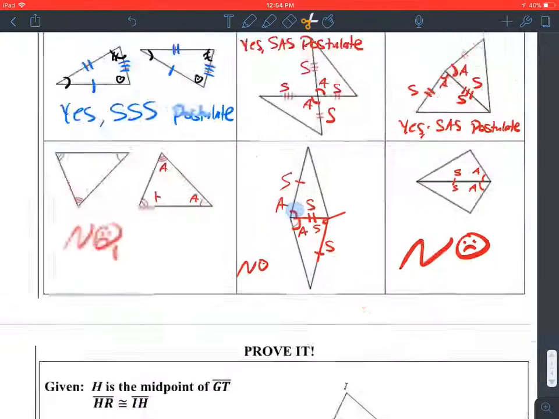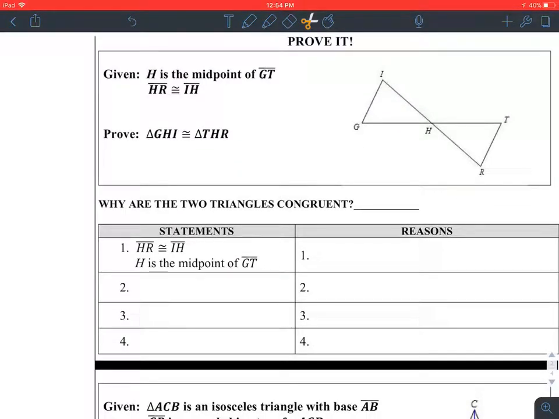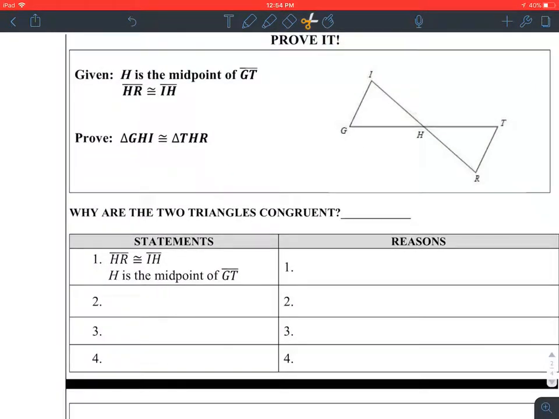Woo! On the flip side, we are supposed to prove that these two triangles are congruent given the facts that we have up here. So obviously the first step in any proof is to write down what's given.